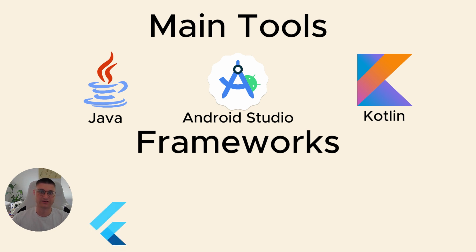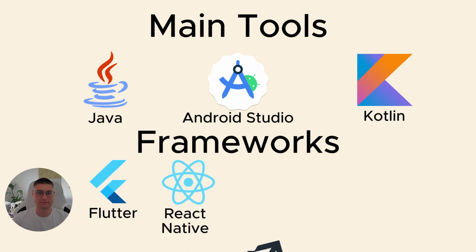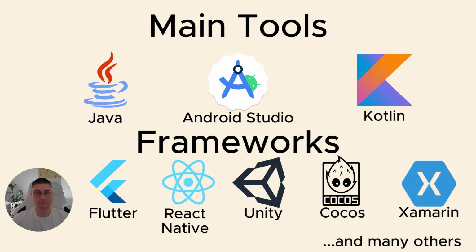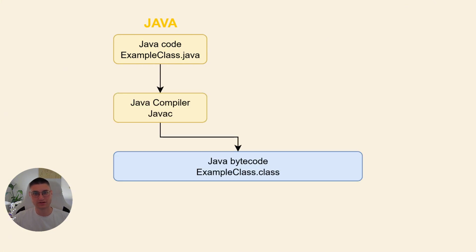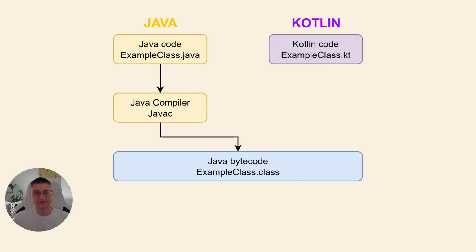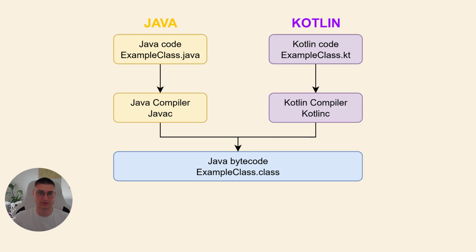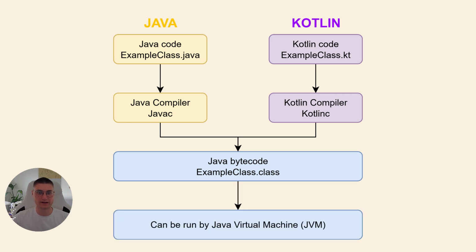Frameworks like Flutter or React Native may be used, but ultimately the core logic of the app is compiled into Java-compatible bytecode. Java source files with .java extension are compiled into Java bytecode, files with .class extension, by the Java compiler, javac. Kotlin source files with .kt extension are compiled by the Kotlin compiler, kotlinc, into files with .class as well, and they are fully compatible with the Java Virtual Machine, JVM.